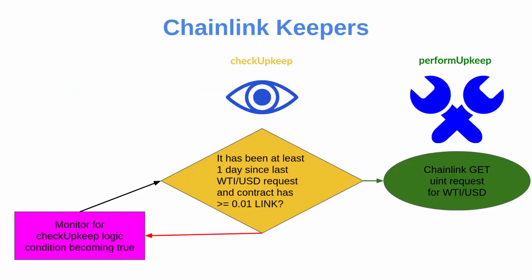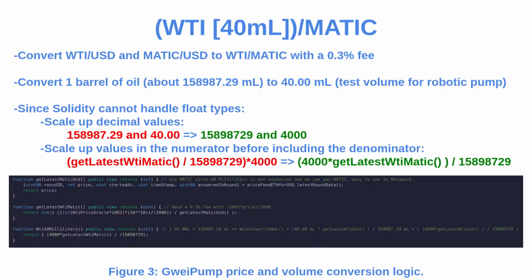Chainlink Keepers will automatically update the contract's crude oil price if the contract has enough LINK to pay for the request fee, and it has been 24 hours since the last price update. A 0.3% fee is added to WTI over USD. Then divide by MATIC over USD to get WTI over MATIC. The 40 milliliter gas price is calculated based on a ratio compared to the milliliters in an oil barrel.